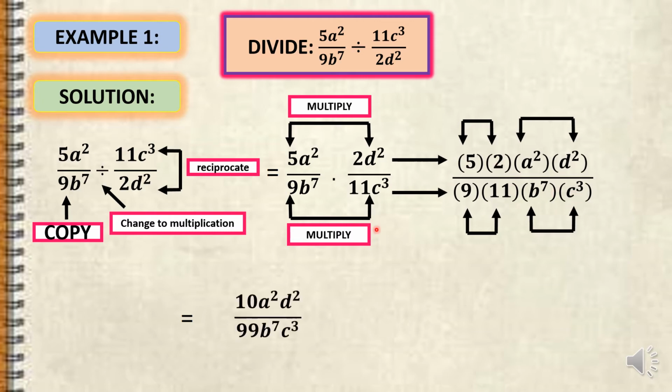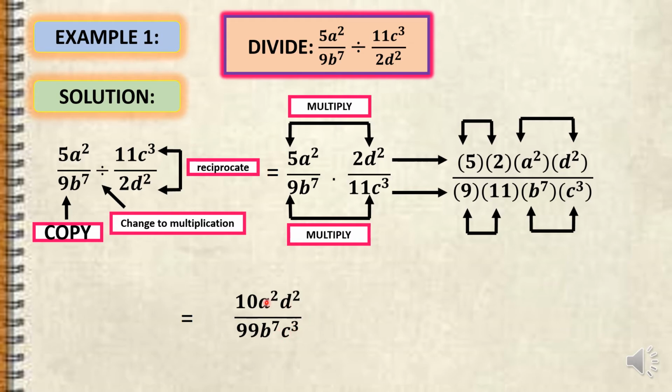So ang magiging sagot natin doon is, you have 5 times 2, that's 10, and then ito, magkaiba, so hindi pwedeng i-add yung kanilang exponents, so just combine, so you have a squared and d squared. Dito sa denominator naman, 9 times 11, that is 99. Then b raised to 7 and c raised to 3, so hindi rin pwedeng i-combine, so ganun din yung kanyang exponents. This is our answer.